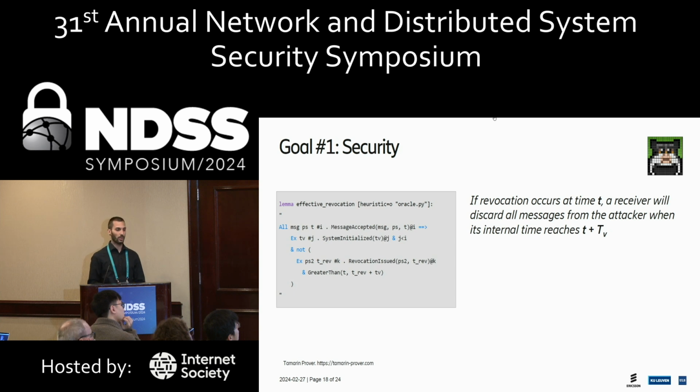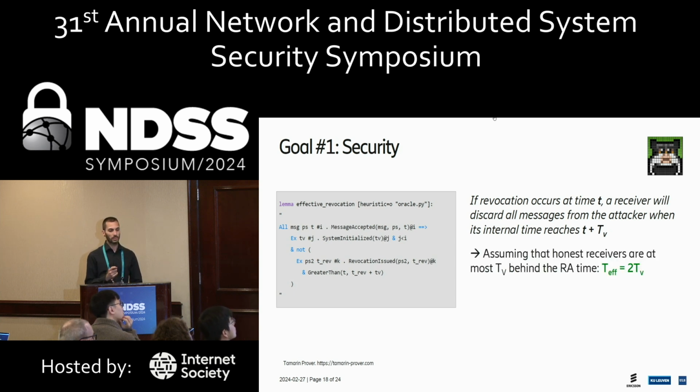So here we are making an assumption. If we assume that all the honest receivers are at most TV behind the time of the revocation authority, then we can define a global effective revocation time. This is valid for all the vehicles, all the honest vehicles in the network. And this would be equal to 2 times TV. So this gives an upper bound on revocation, something that we wanted to do, so the first goal.